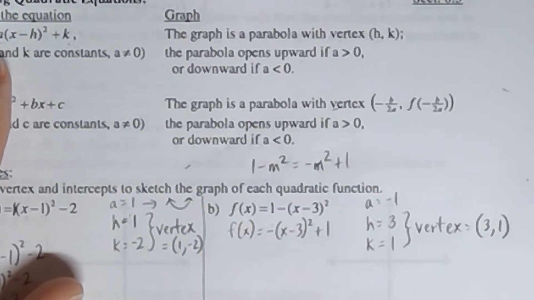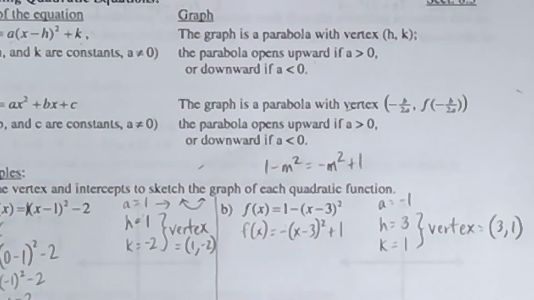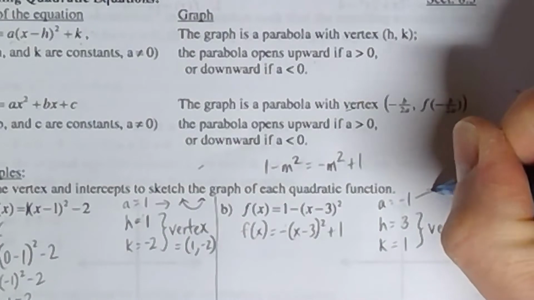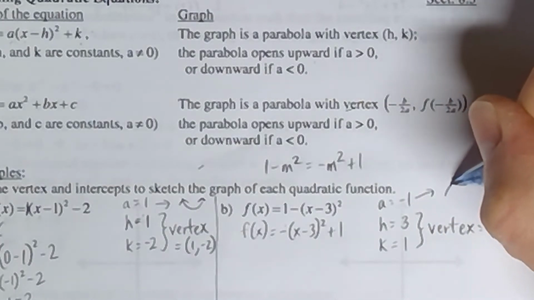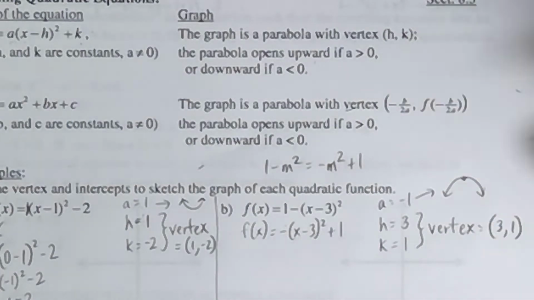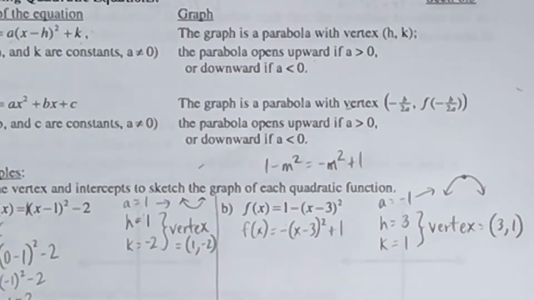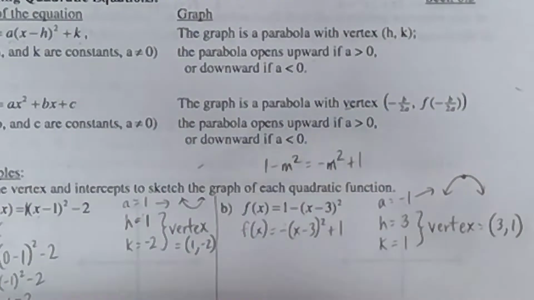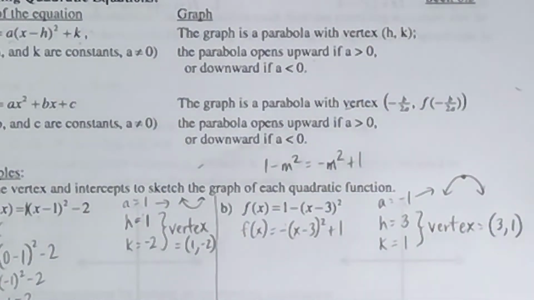3, 1. What does the A mean? Well, since it's negative, that means that the parabola this time is going to go downward. Okay? It's going to look like that, basically. It might be a little wider or narrower than that. We don't know yet, but it's going to go down. That's why I drew this. It's just to tell you that it goes down.